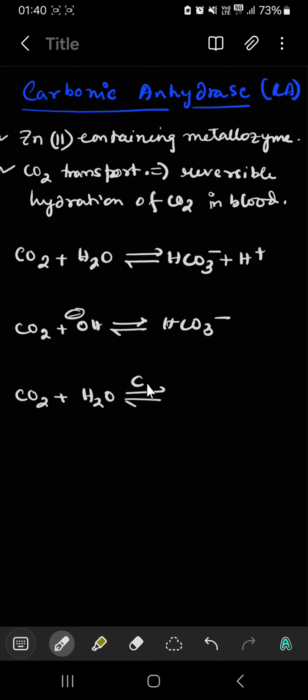Now, first, CO2 is hydrated to form bicarbonate and H plus, and we will write its rate constant. Another reaction is CO2 plus OH minus to form bicarbonate, and the third is again CO2 plus H2O in the presence of carbonic anhydrase enzyme to form bicarbonate ion and H plus.